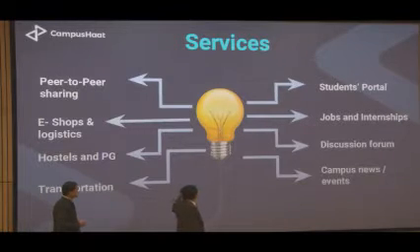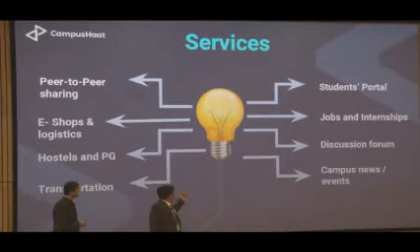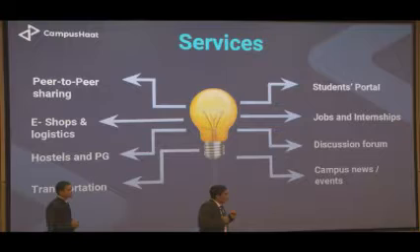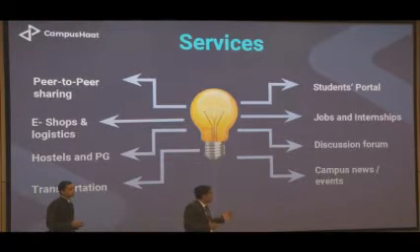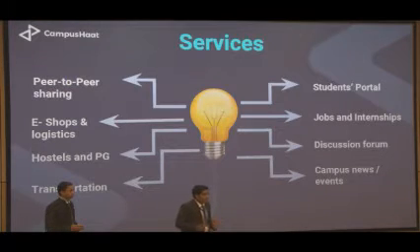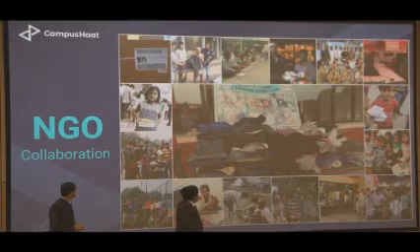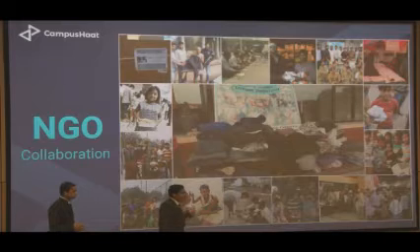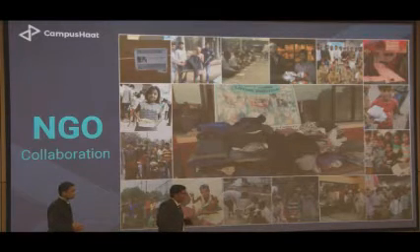And these are the various services that we wanted to offer: peer-to-peer sharing, e-shops and logistics, hostel, PG, transportation, discussion forum, students portal. One major thing we wanted to say is that we are implementing technologies like computer vision, artificial intelligence, machine learning, to give a whole new experience of buying and trading between the platforms. We are also into social campaigns and donations, and these are the various events that we have conducted over the few months of our journey.